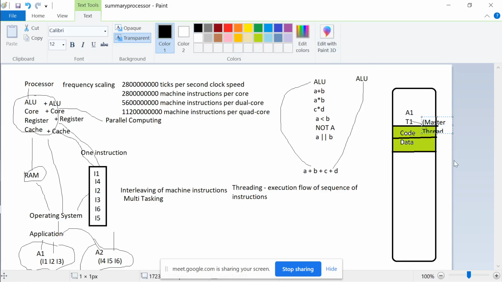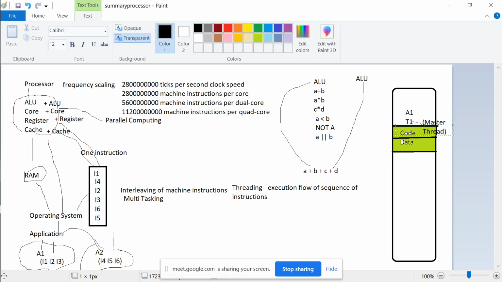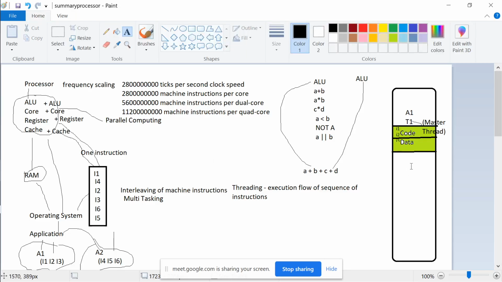So this master thread is created every time an application is created. Just like A1 application has been given some space, this is where all your instructions are coming from. Your instructions, I1, I2 and I3, are in the code section over here. So now I'm going to have a space problem. Let me see, I1, I2 and I3, it is in the code section. Okay, remember this.